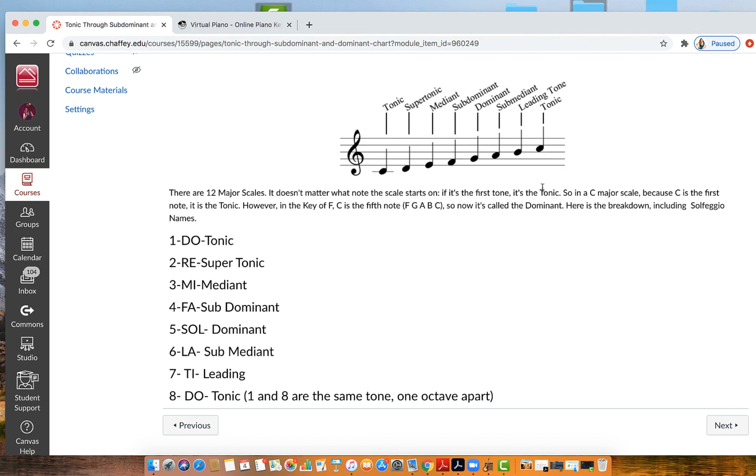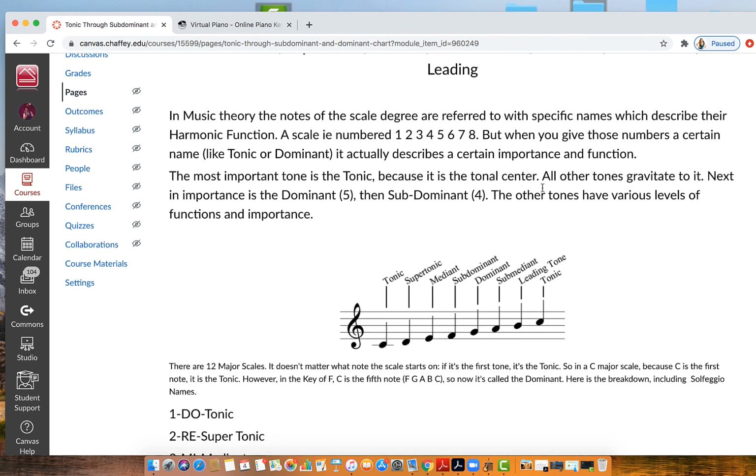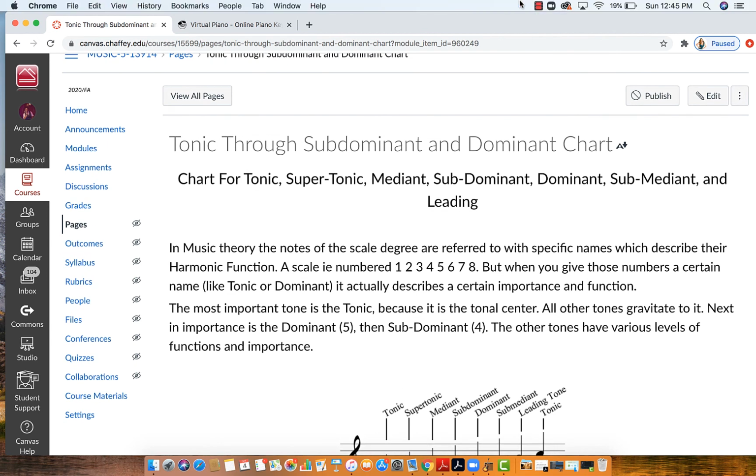That's both the tonic. Okay, so you're going to have this in your reading. Hopefully it won't be too confusing for you. And again, this is just an introduction to it. All right, but if you want more on it, it is in your chapter reading.